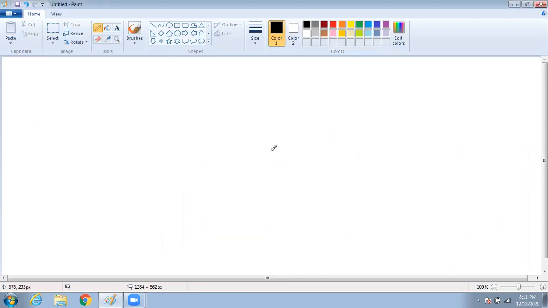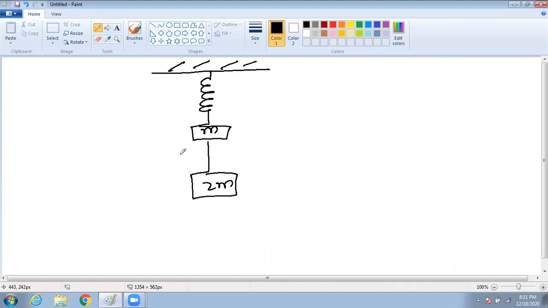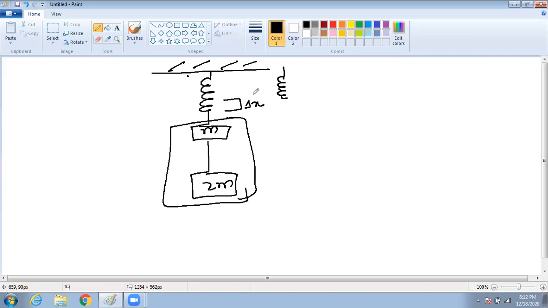What does the next problem say? You have again a string, there is a ceiling and there is a spring, and you have a mass m here and there is another mass 2m here. Imagine if there is no mass, then the spring will be small. Since the spring is elongated because of these two masses, there is some elongation. This will be delta x. Yes or no? Everybody will agree to it? That means this is the equilibrium position where the spring is getting elongated by delta x. This is called the equilibrium position.